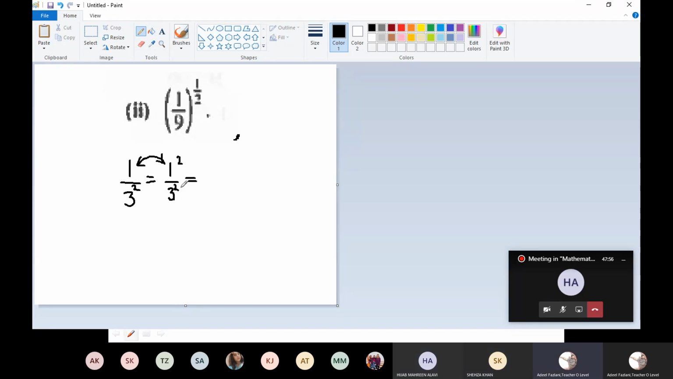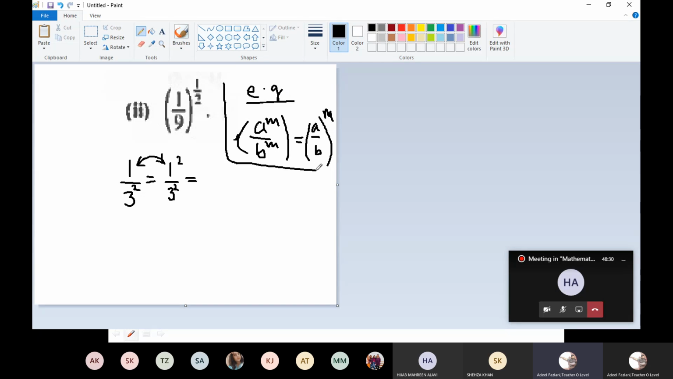So if I'm writing 1² and 3², let's say if I'm writing a power m over b power m, can I say this algebraically, (a over b) whole power m? Yes, sir. Keeping in view this example which I have quoted here for you, can I say 1² over 3² is (1/3) whole square? Yes or no? Yes, sir.